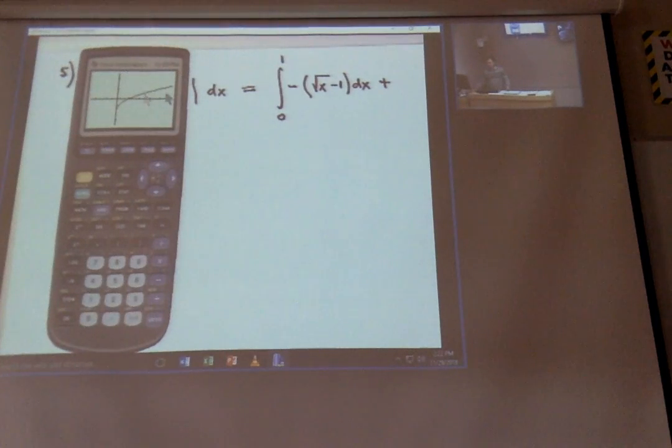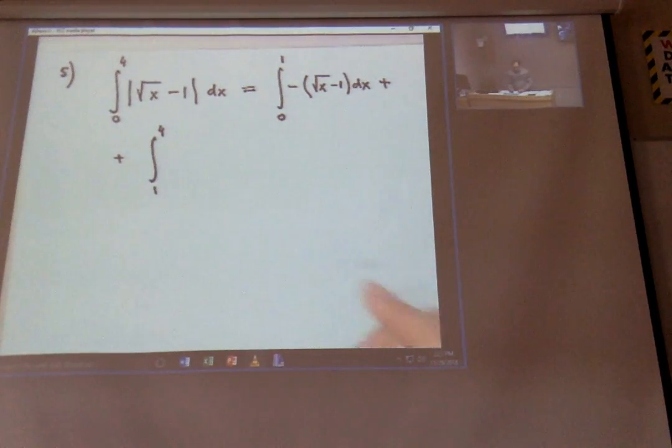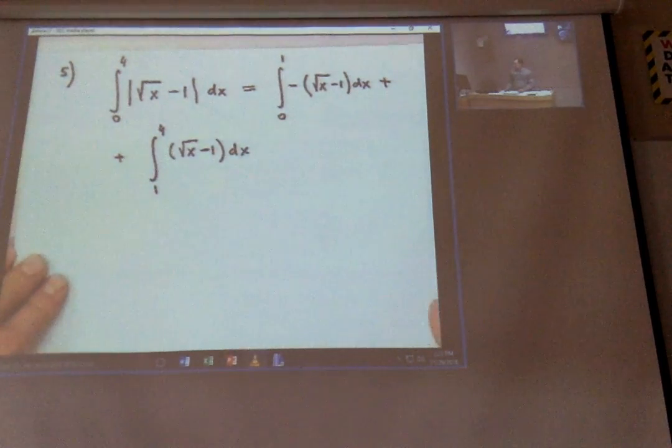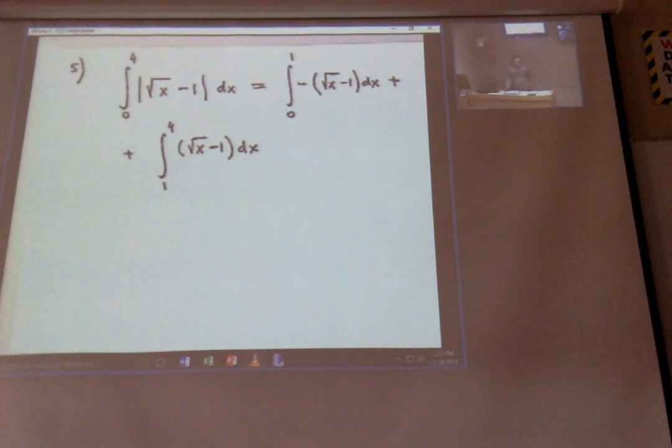So this is the little piece over here. So I don't have to change anything on that one. So we have square root of x minus 1 dx. So no matter what function I have inside of the absolute value, graph it without absolute value, check for the piece on the right interval that sits on the bottom, and separate into 2 integrals, and then just put a negative sign.